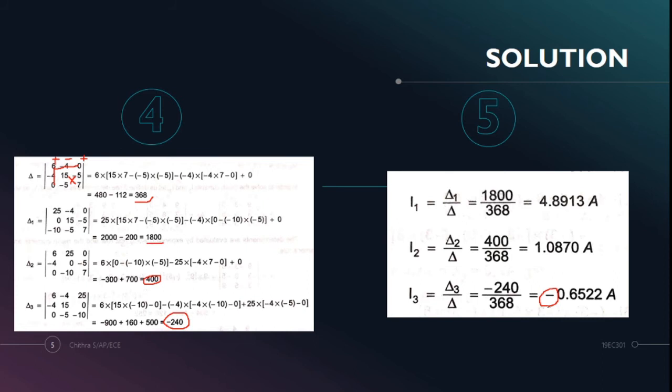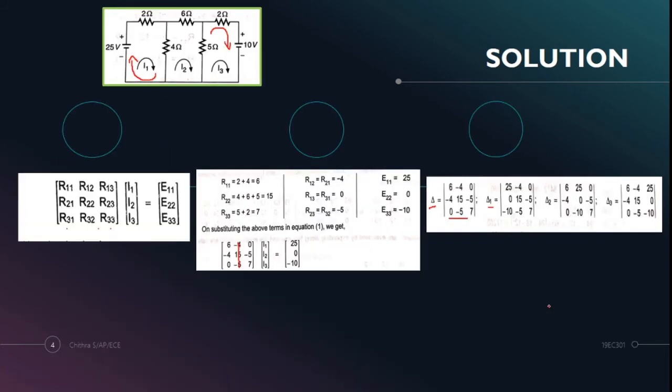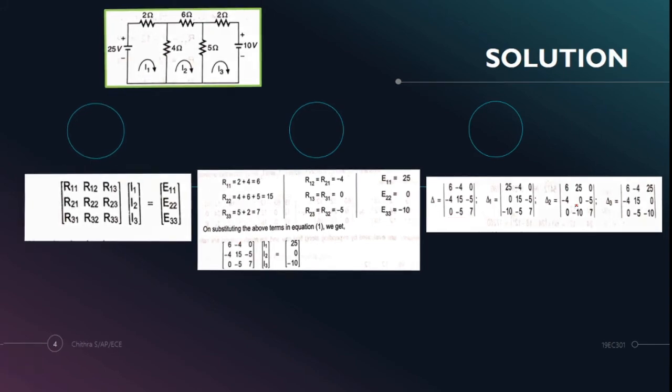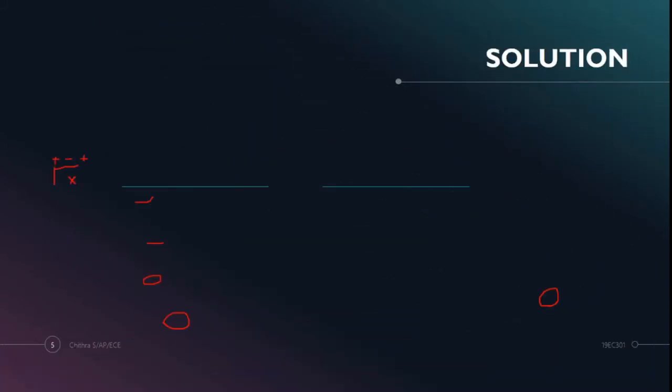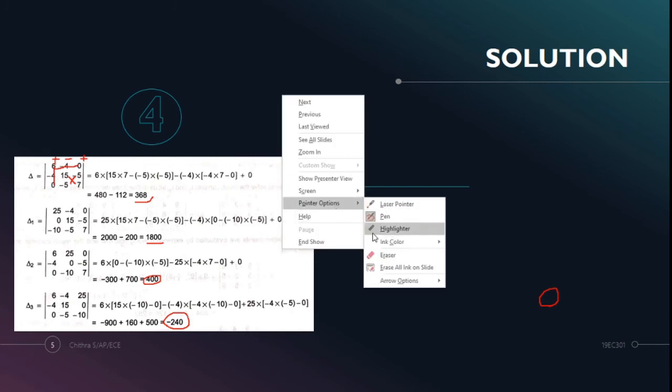So let me have a quick summary of the steps. Let me go back to the previous slide. So we will first write the general matrix. Next, we will fill the elements of the matrix, the corresponding resistance values and the voltage values. Then we will write delta 1, delta 2 and delta 3. The next step, what do we do? We find the delta value, delta 1 value, delta 2 value and delta 3 value.